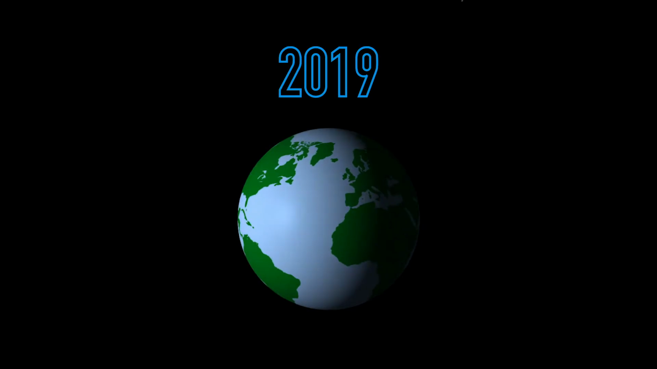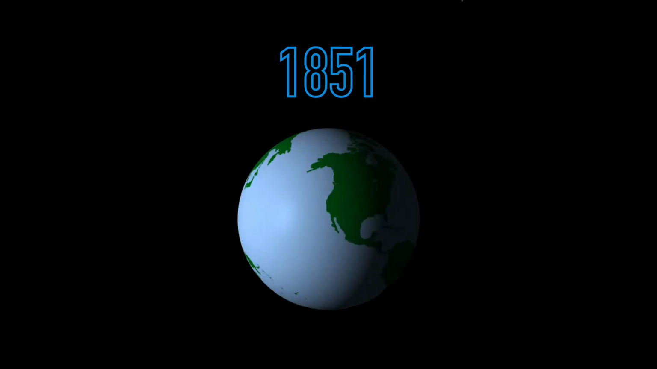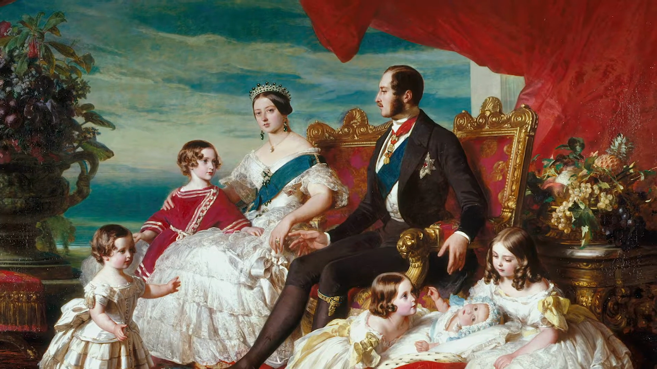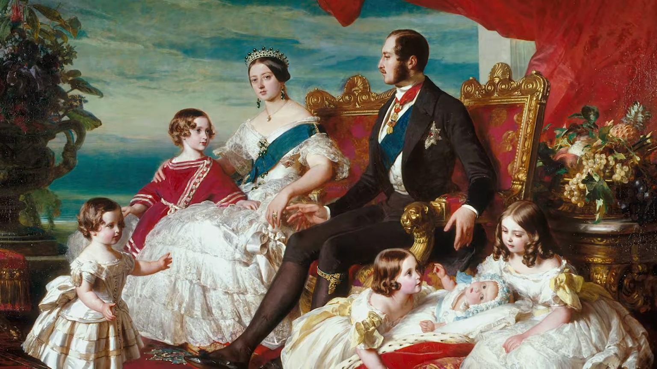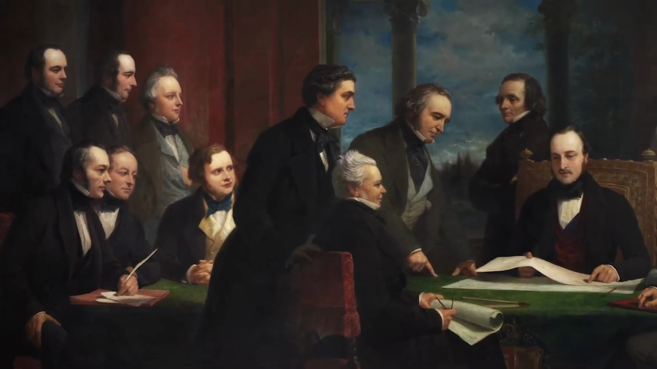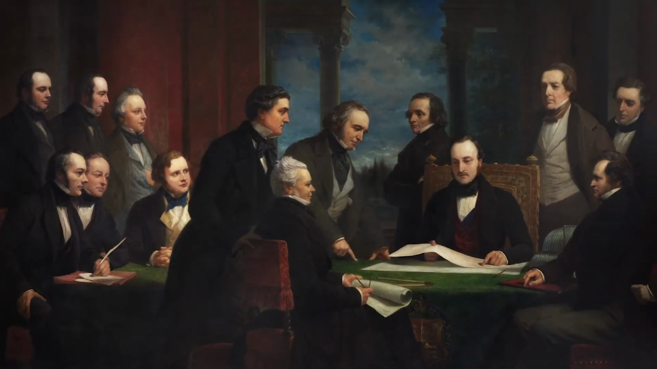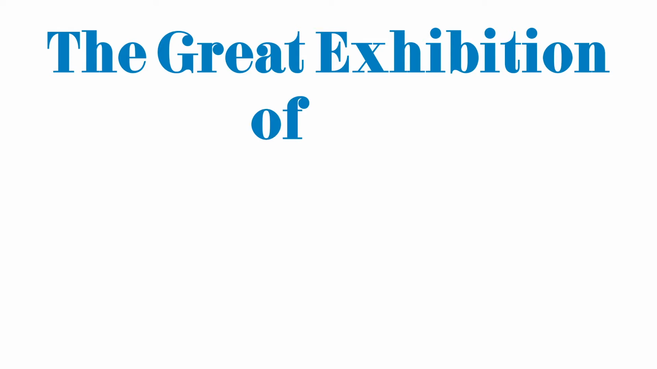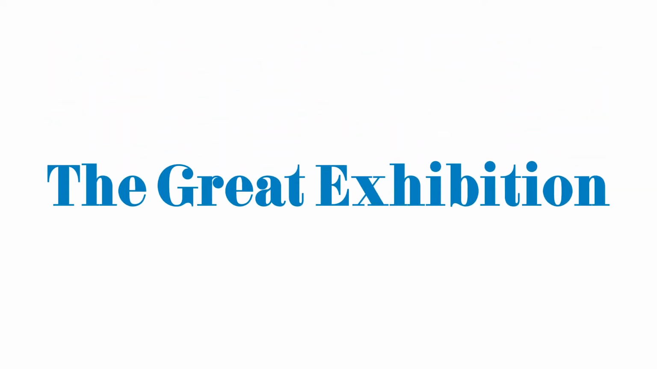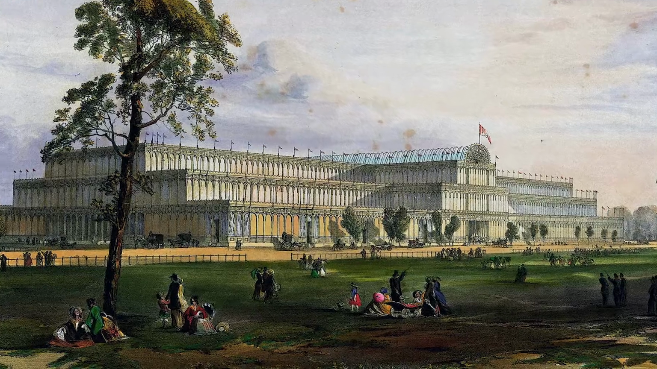To answer those questions, we'll have to go back to 1851 in London. In the wake of the Industrial Revolution, the United Kingdom wanted to show off its latest innovations in technology, design, and culture. So they formed a royal society and organized the first ever World's Fair, calling it the Great Exhibition of the Works of Industry of All Nations, or the Great Exhibition for short. The Great Exhibition was a huge success.